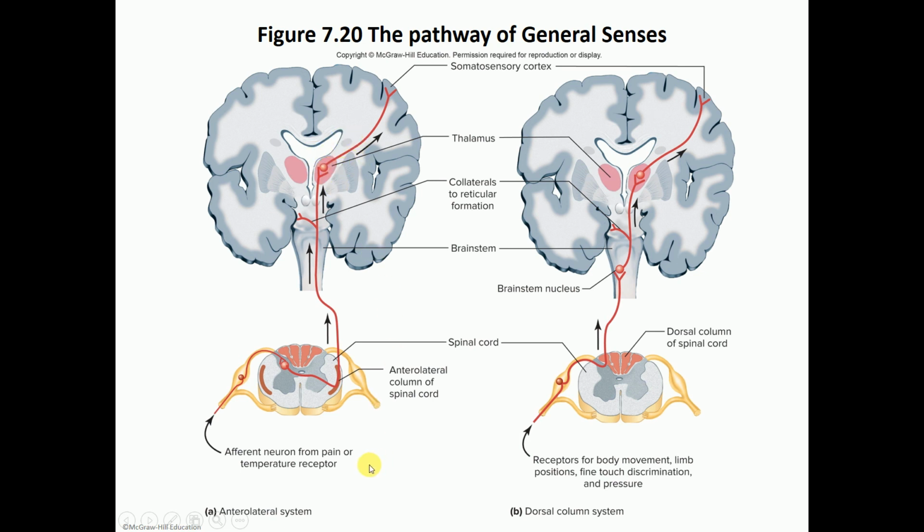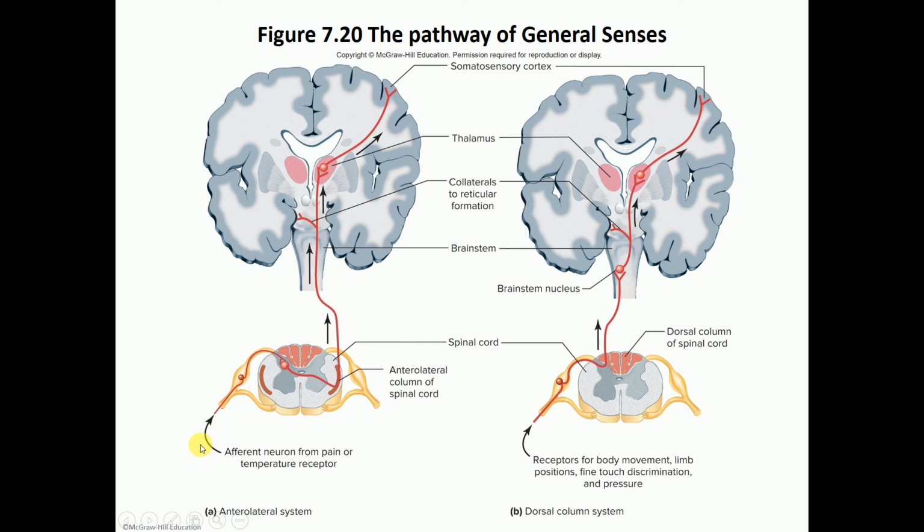And these names, the anterolateral system and the dorsal system, come from the names of the white matter in the spinal cord. So the white matter, if you guys remember, there was a dorsal column, lateral column, and a ventral column. Okay, now in this system, the anterolateral system, this is coming from the anterolateral column of the spinal cord.